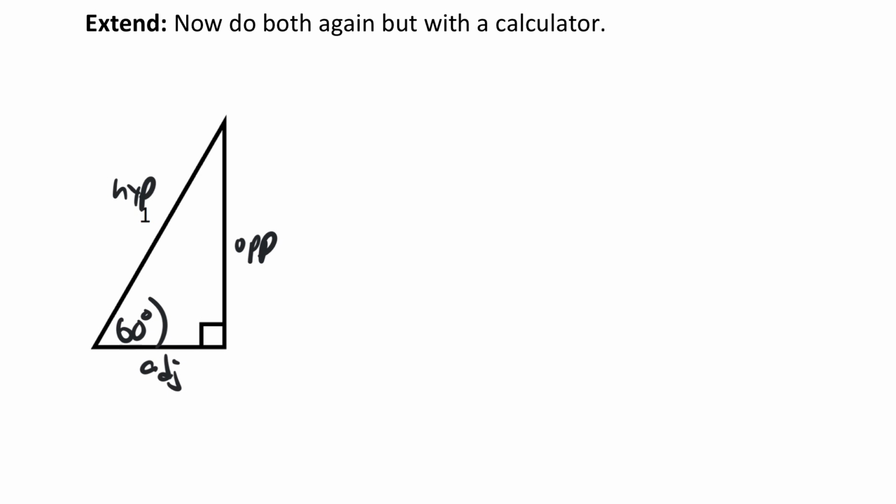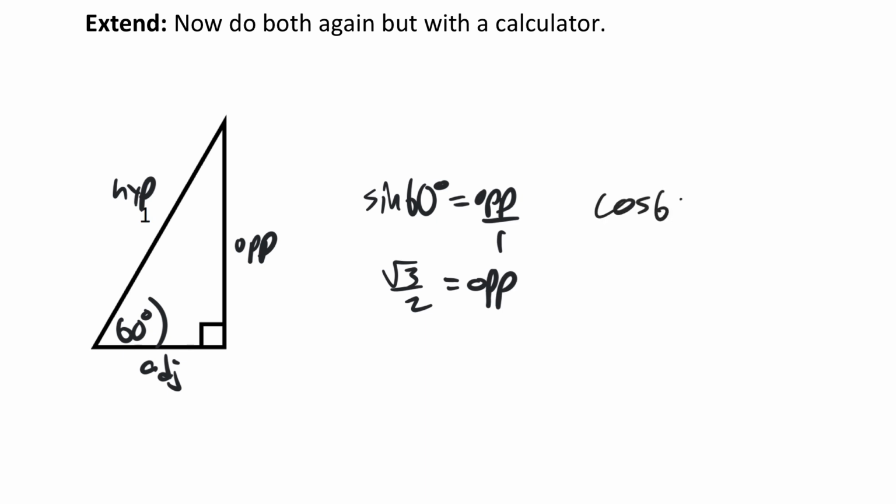All right, well, you should get that sine of 60 equals opposite over the hypotenuse, which is just 1. So that means that root 3 over 2 equals the opposite, which is what we found from before. And cos of 60 equals adjacent over 1. Cos of 60 should give you 1/2. And again, that's the same we got from before. So clearly there's a connection going on here.